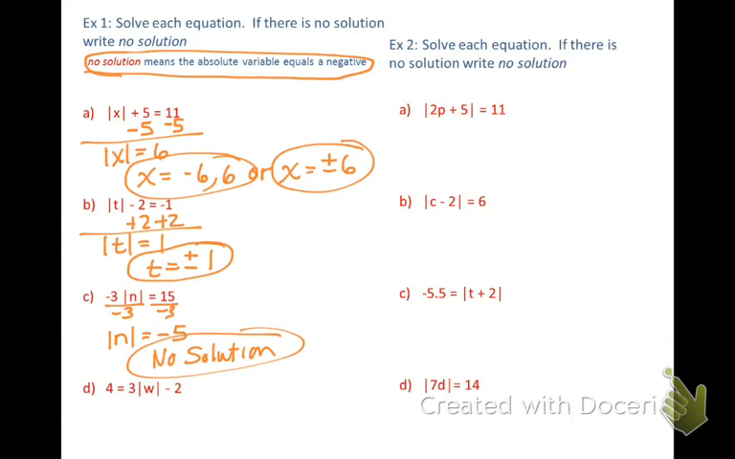D. Now you have more than one step to get the absolute value by itself. It's like our normal equations we've done for a while now. So we first are going to add 2 to both sides of the equation. So it's going to be 6 equals 3 absolute value of w. And then I'm going to divide by 3. So the absolute value of w would equal 2. Well, what two numbers are 2 away from 0? That would be a positive and a negative 2.